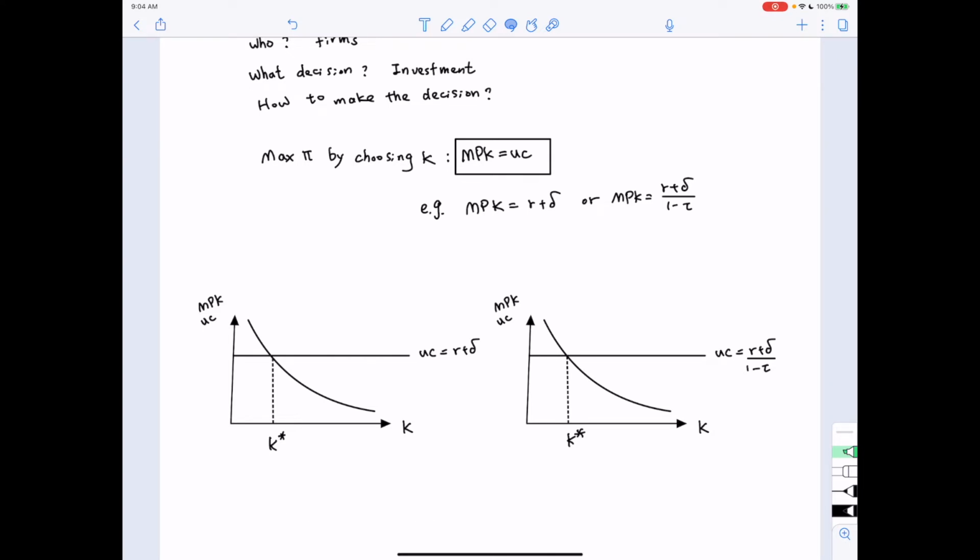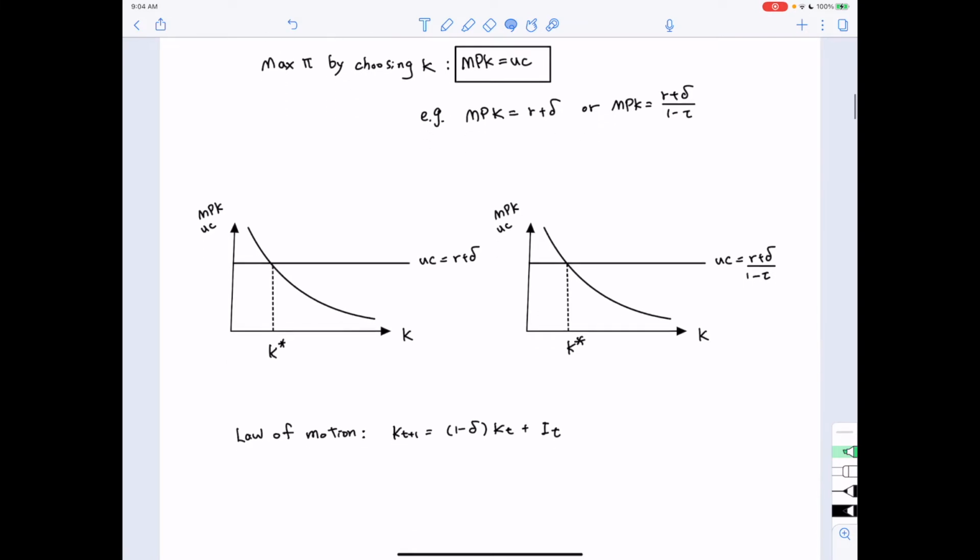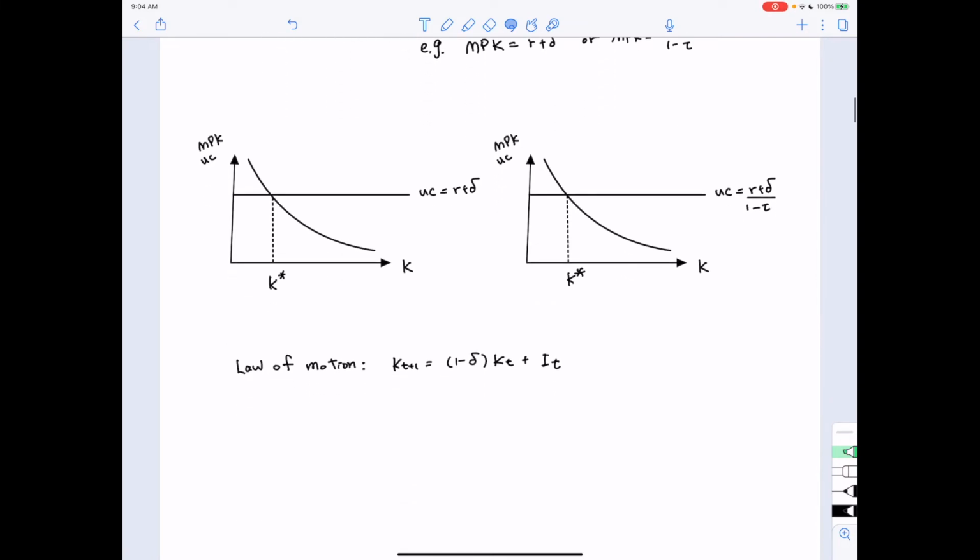Once we determine the optimal level of K, then we know how much we want to invest. We know that based on the law of motion, K(t+1) = (1 - δ)K(t) + I(t), which tells us the capital stock next period will equal (1 - δ) multiplied by the capital stock this period plus the investment of this period. And then from this equation, we can convert the decision for K into the decision for investment.